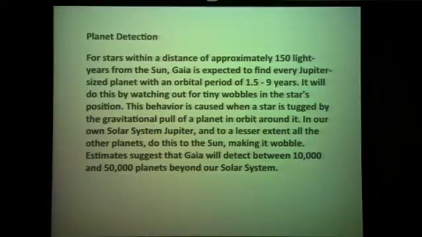making it wobble. Estimates suggest that Gaia will detect between 10,000 and 50,000 planets beyond our solar system with this astrometry technique. We can't do it from the ground, but Gaia will do it from space.